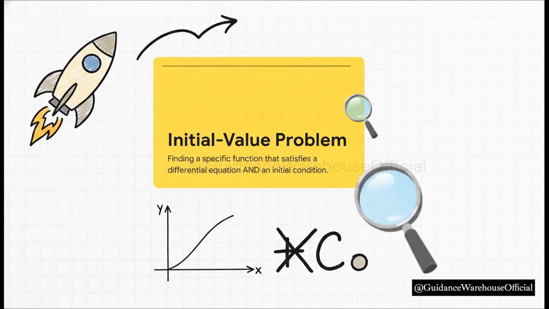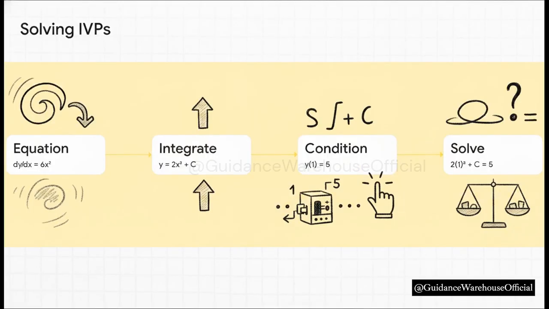An initial value problem is all about finding a unique function that satisfies a differential equation and a given initial condition. Think back to our rocket from the beginning. If the integral gives us a general formula for position with an unknown plus c, an initial condition is like knowing the exact starting altitude of our rocket at launch. It gives us that missing piece of the puzzle to actually calculate the exact true value of c. Let's look at how elegant this actually is in practice.